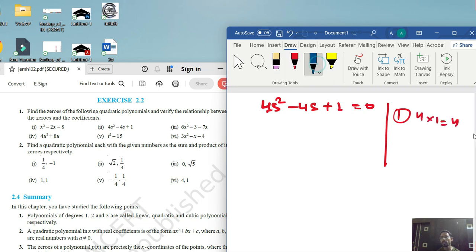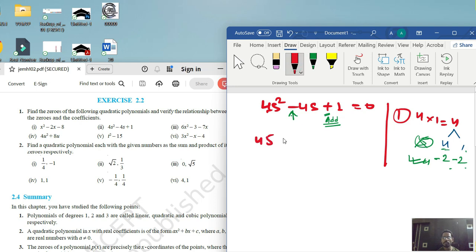Now, we have to break it. How to get 4? 4 ones are 4, otherwise 2 twos are 4 also we can say. Okay. Now the last is plus. Plus means what? Add. After adding, here we will get 5. Not possible. Here we will get 4. Yeah, it is a possibility. We need minus sign. So to add it, both must have the same sign. So both will be minus to get minus here.